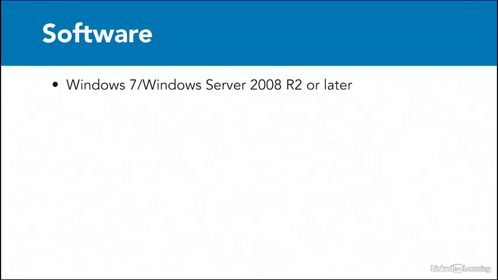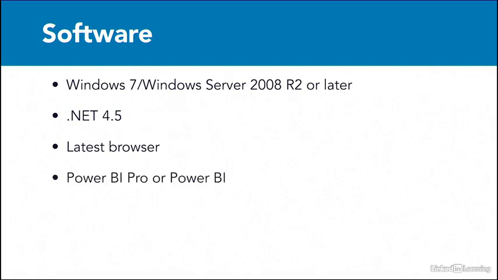For software, Power BI is meant to run on Windows 7 or Windows Server 2008 R2 or later. Most of us will be running it on Windows 10, for example. That's fine. You'll need .NET 4.5. You'll also want the latest version of the browser that you're using. Edge, for example, perhaps Internet Explorer, but make sure that it's up to date.